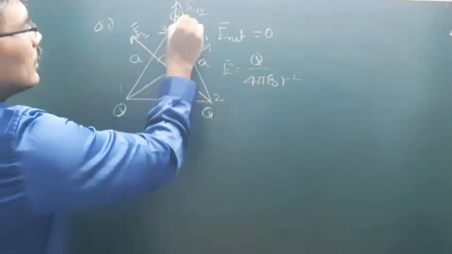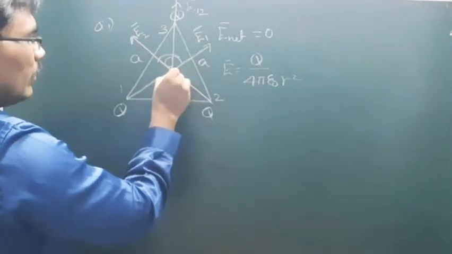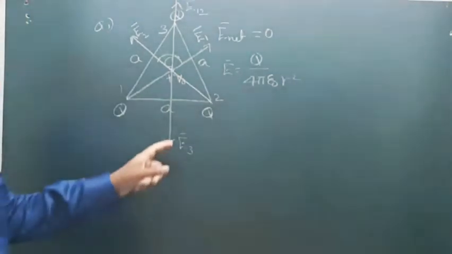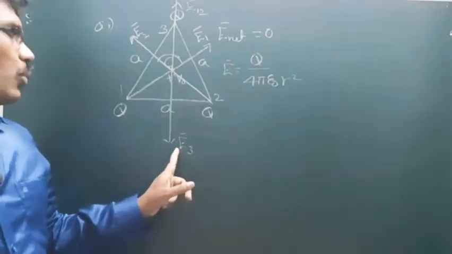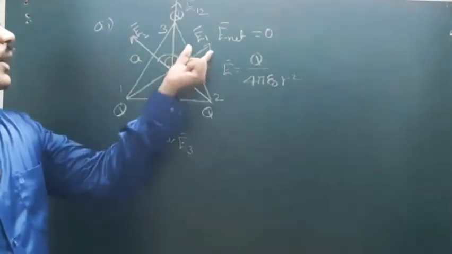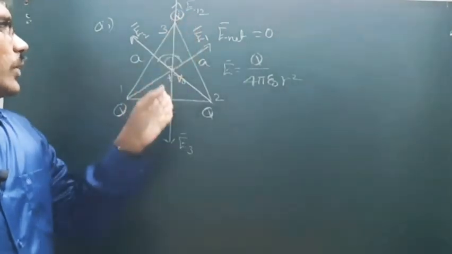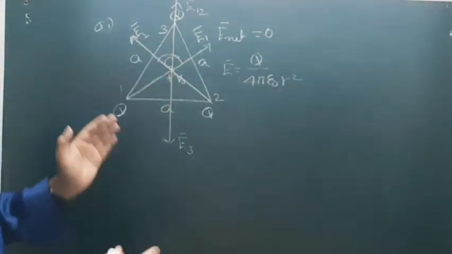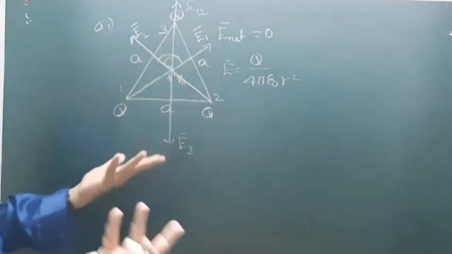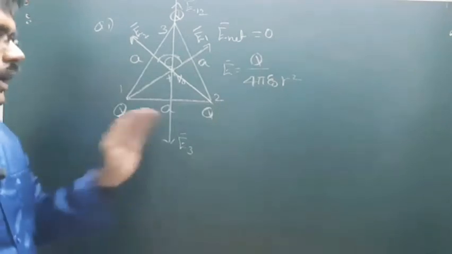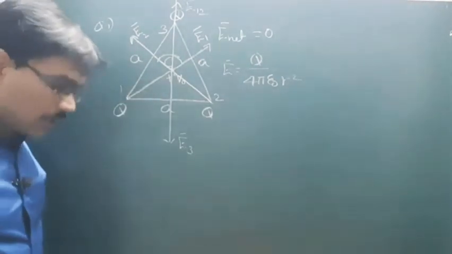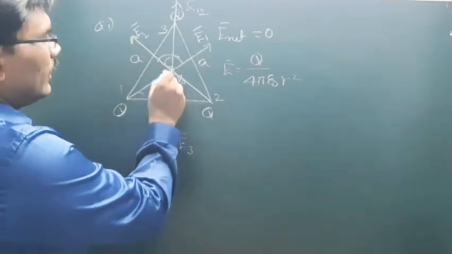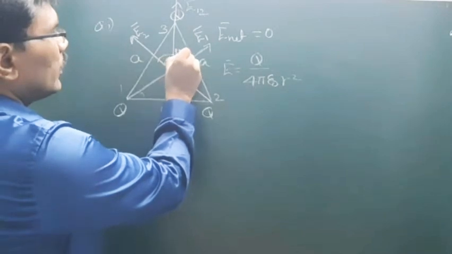Now the third charge is here, and its electric field will be exactly in this direction. So that means E3 is equal and opposite to the resultant of E1 and E2. The resultant is E12, so E3 equals E12 and it is always opposite in this case. That means the sum of E12 and E3 is zero. So how to prove it easily? What is the angle here? 30, 90, 60, here 60, therefore the total here is also 120.